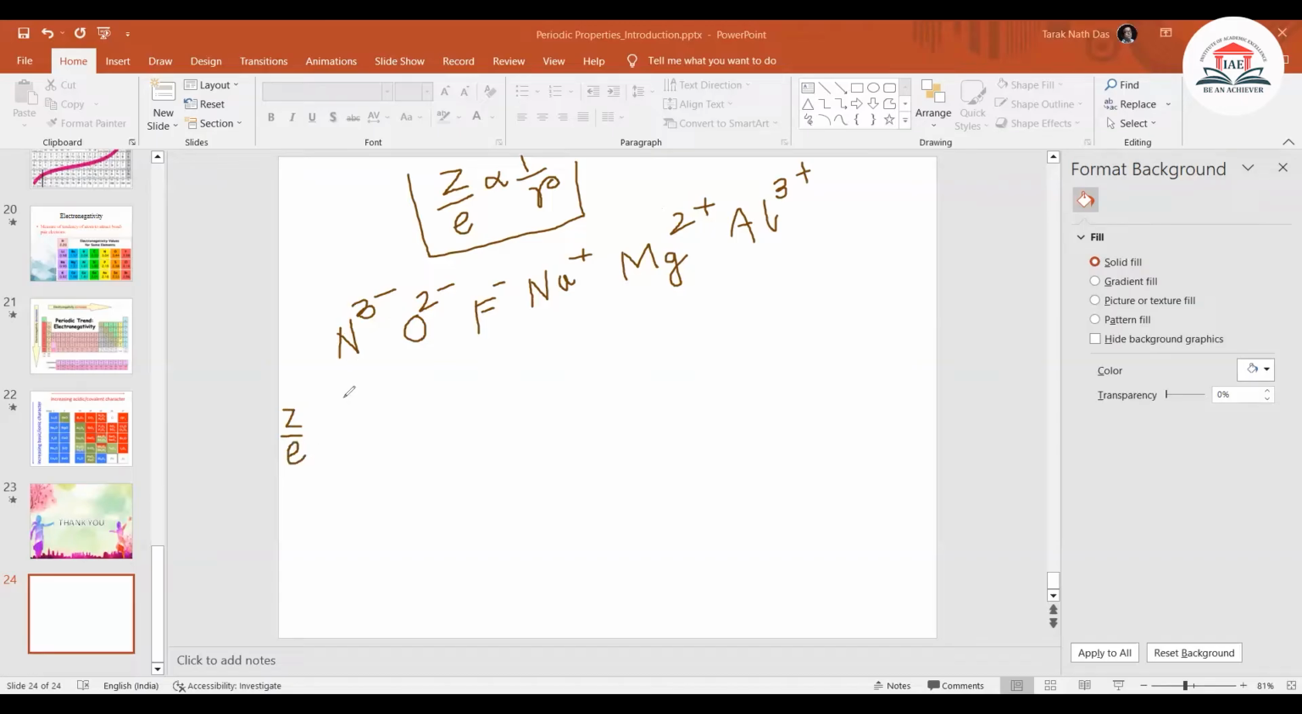So N3 minus, it will be 7 by 10. So 0.7. For O2 minus, it will be 0.8. F minus, it will be 0.9.